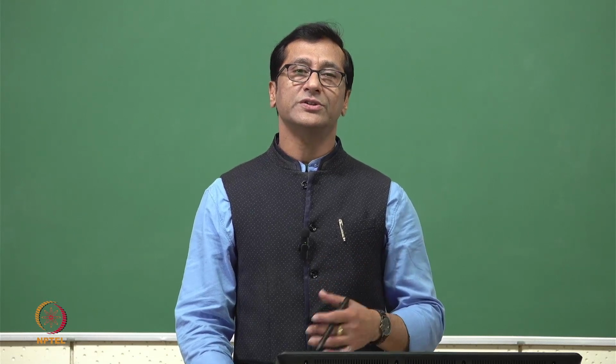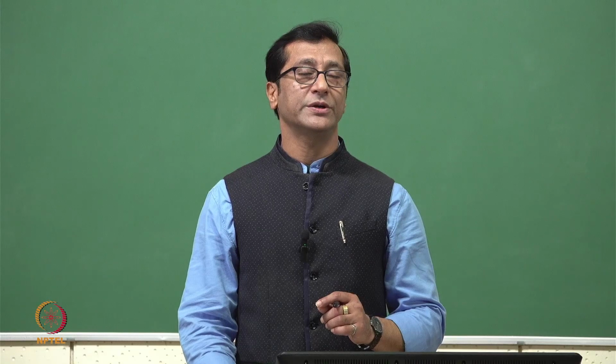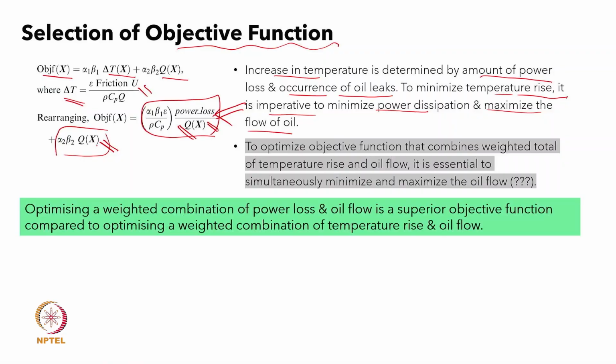Whenever there are objective functions which we are considering, they should not be dependent on each other. Here the temperature rise is dependent on the power loss and oil flow. So if temperature rise depends on the oil flow and I'm trying to optimize simultaneously, naturally the results will be absolutely wrong. So we should not do that. That's why we are writing here, optimizing a weighted combination of power loss and oil flow is a superior objective function compared to optimizing a weighted combination of temperature rise and oil flow.